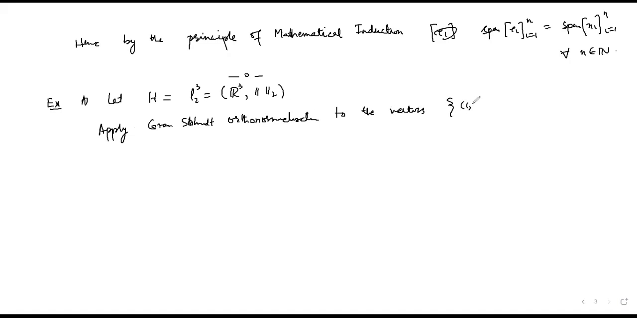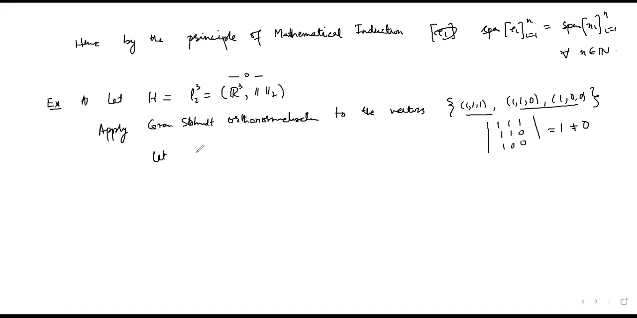Let me take (1,1,1), (1,1,0), (1,0,0). We can do that provided these are linearly independent, and they are linearly independent. Take the determinant of the vectors; it is actually equal to 1, which is not equal to 0. Therefore they form a linearly independent set of vectors. So we have to find a corresponding orthonormal set of vectors which has the same span as these three vectors, basically which spans R3, but they must be unit vectors and mutually orthogonal.